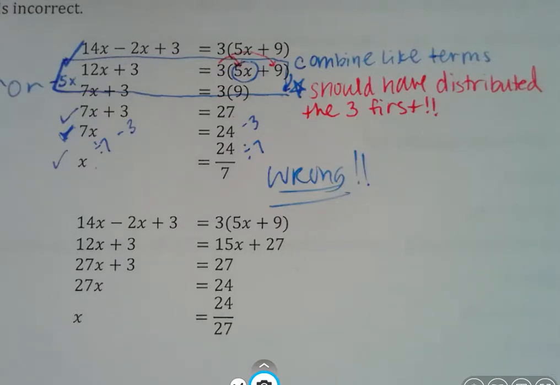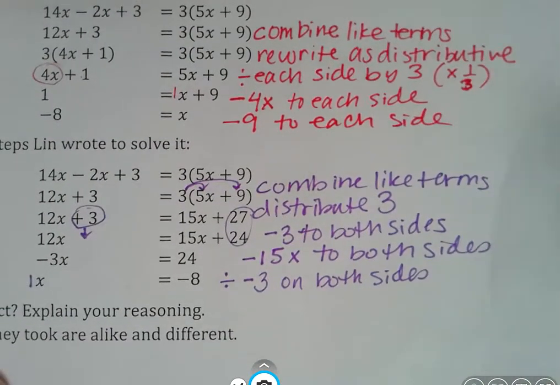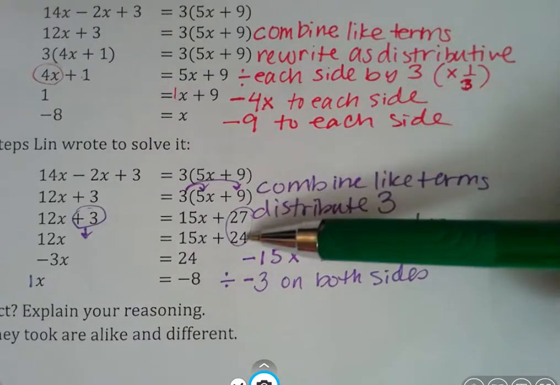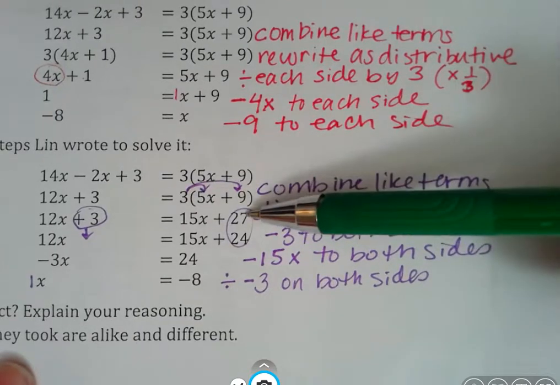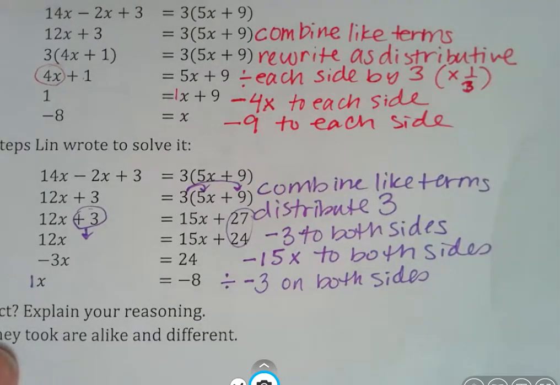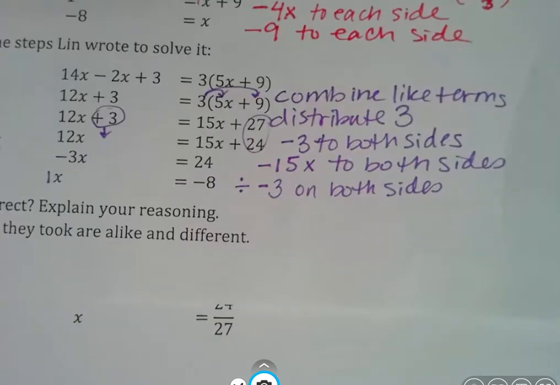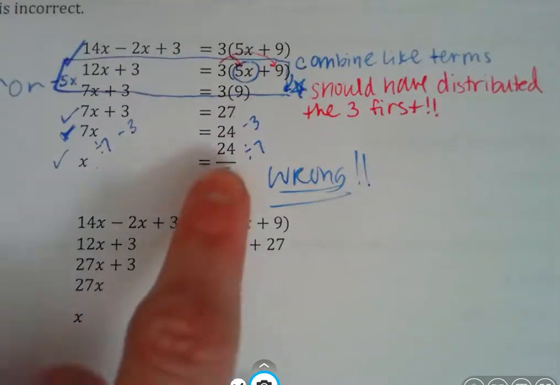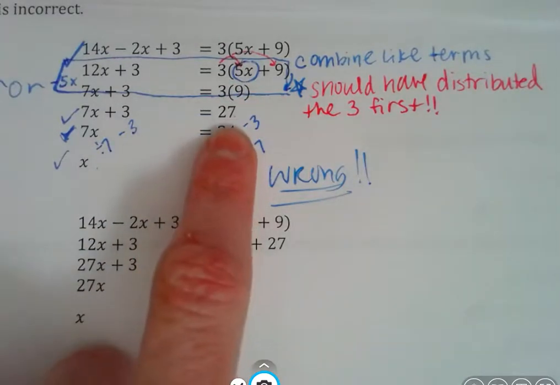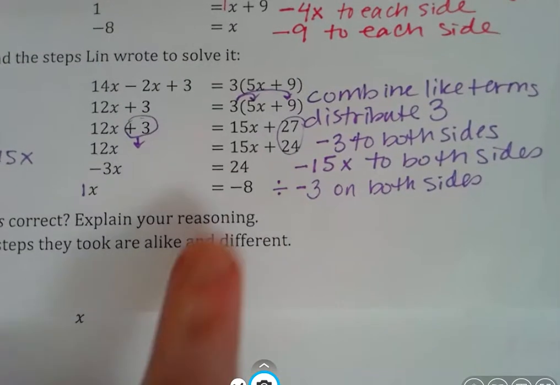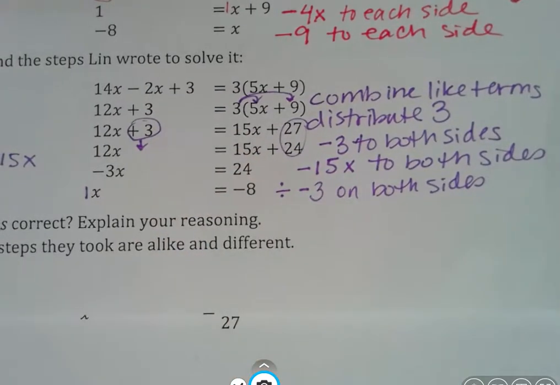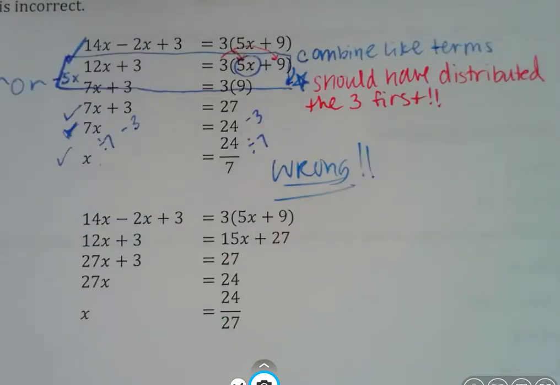If we take a look back at Lynn, she actually completed the step correctly. If we look here, she distributed the 3 and got 15x plus 27. And if you look back at Mai, she got the 27, but it's 15x plus 27. See, it should be 15x plus 27. She did not have just 5x to remove.